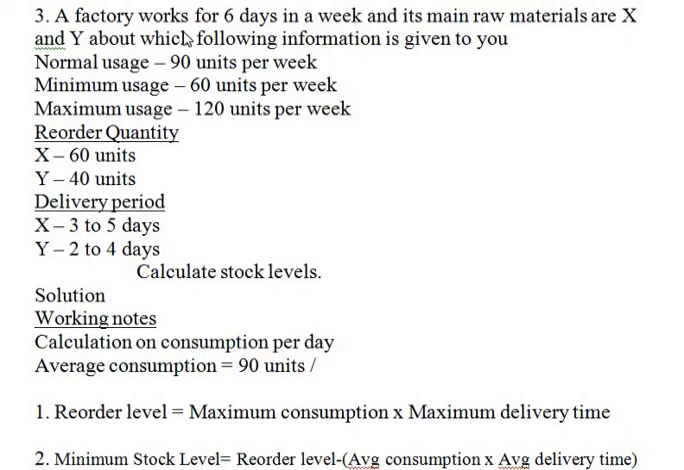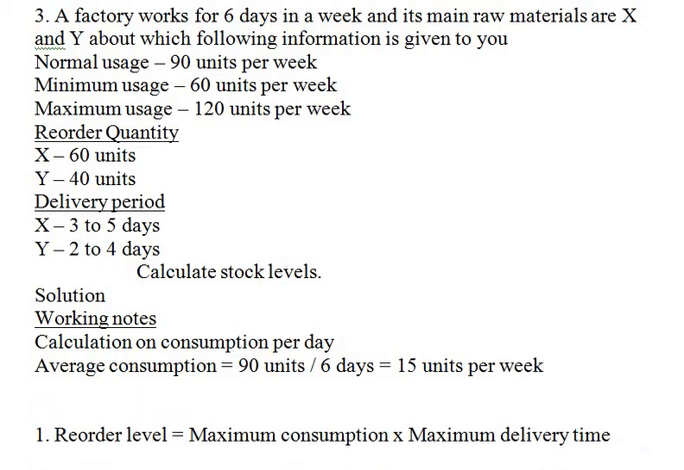Now here they have given that the factory works for 6 days in a week. So 90 units divided by 6 days, because they have given it in the problem. Now calculate this. So your average consumption is 15 units per day. Hope everybody is understanding.